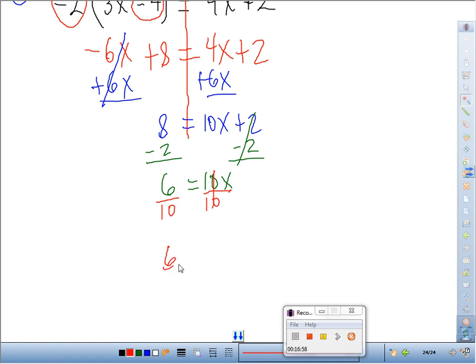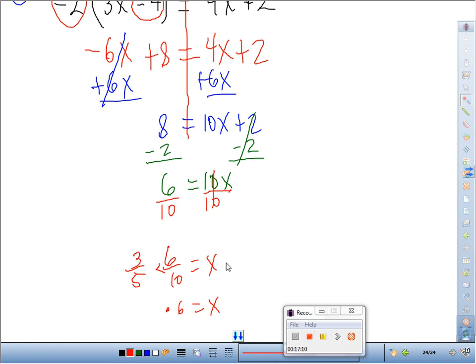We're left with 6 over 10 equals x. If we simplify this, this is 3/5. And if you do a decimal point for this one, it is 0.6 equals x. But I want you to show the process, please.